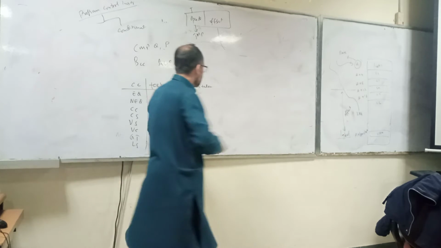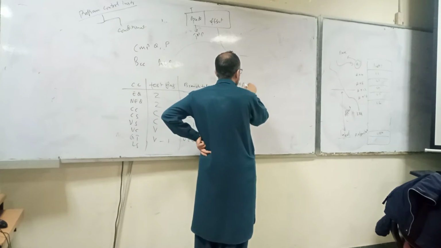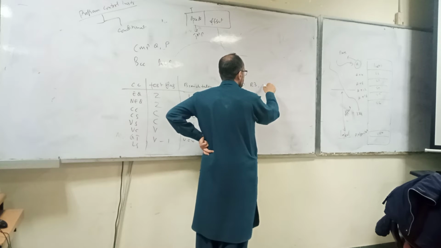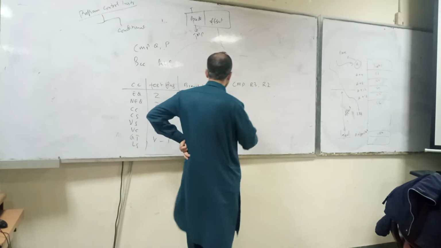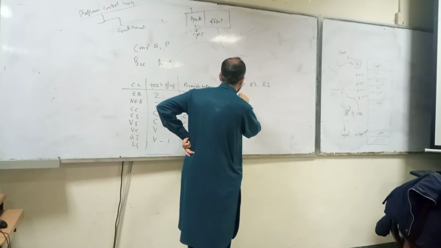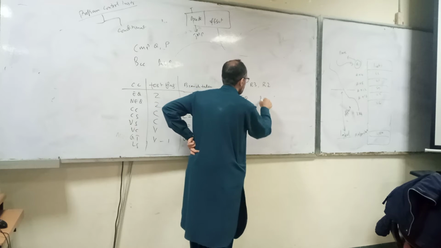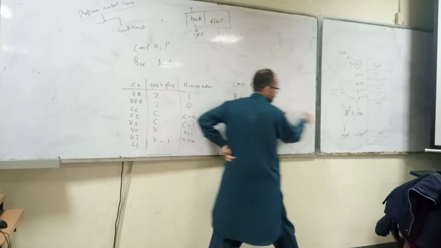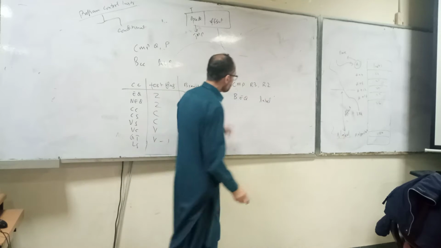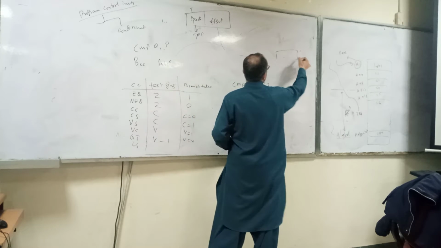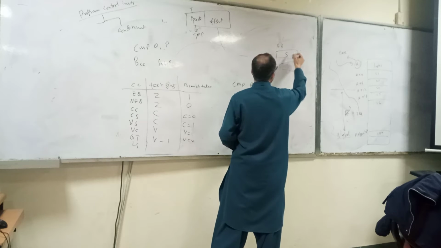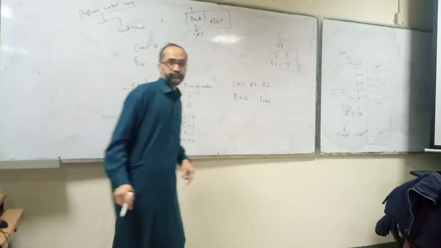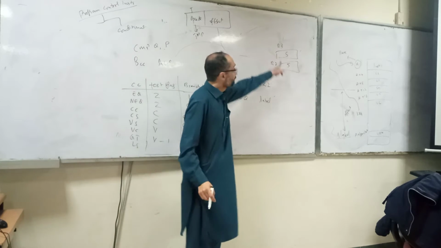Now let's assume a scenario. We say compare R3, R2, and then branch equal label, and then this is the label. If the contents of R3 and the contents of R2 are 5 and 5, so we are comparing R3 with R2.